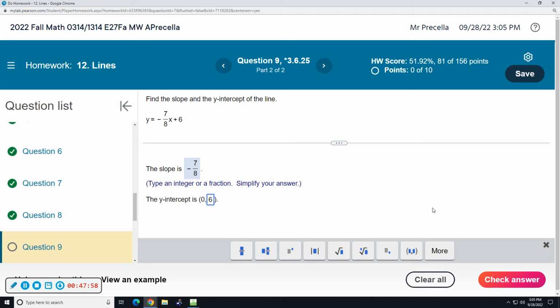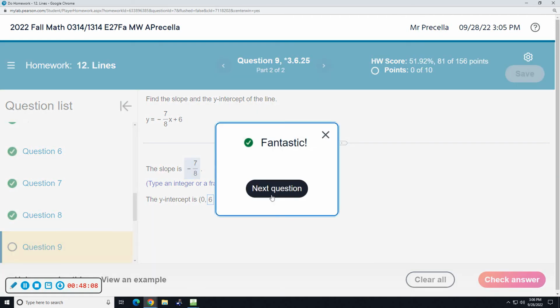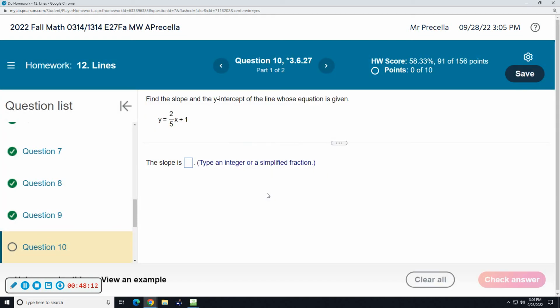But this is the first problem. We're going to do another one in a moment, and I don't think they're going to have that 0 there. You're going to have to type the whole ordered pair. Any questions? This is called slope-intercept form, where the line is solved for y.